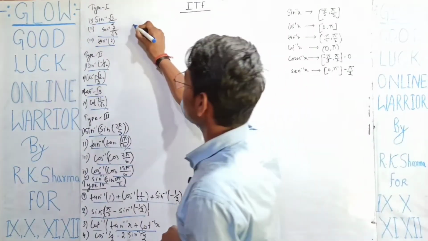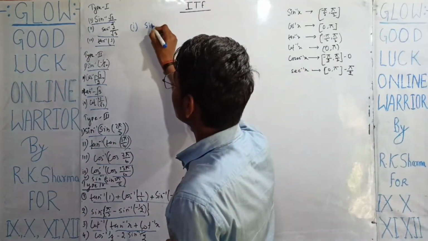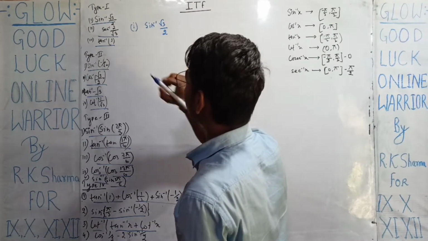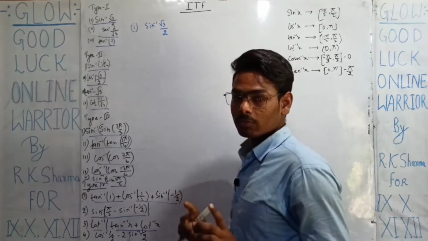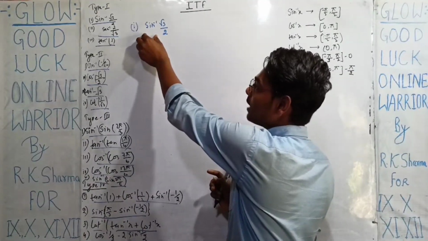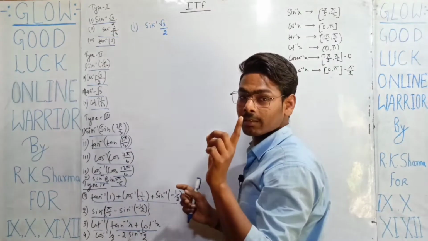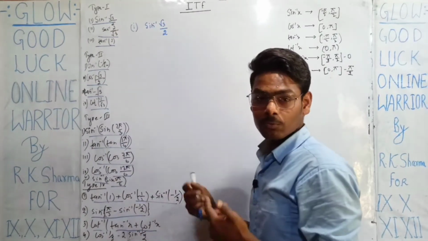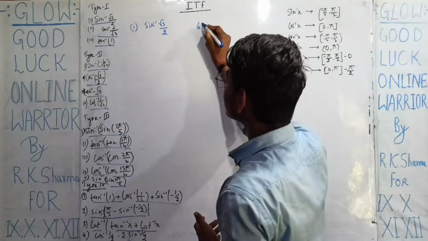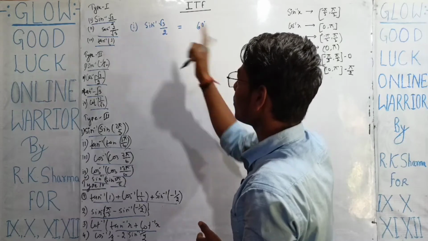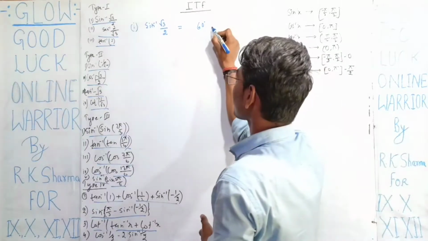Then the first question is sine inverse of root 3 upon 2. First you have to think which value of sine gives root 3 upon 2. We know 60 degrees. So the answer of sine inverse root 3 upon 2 is 60 degrees.